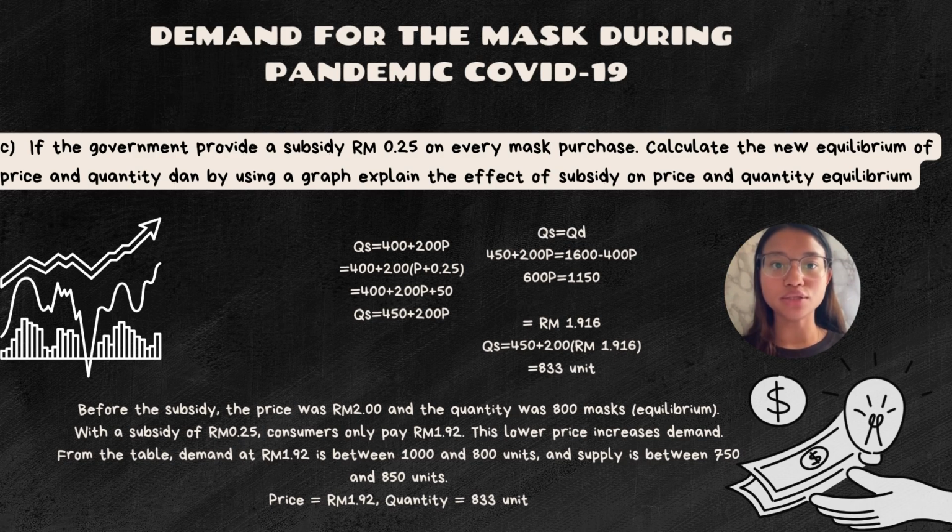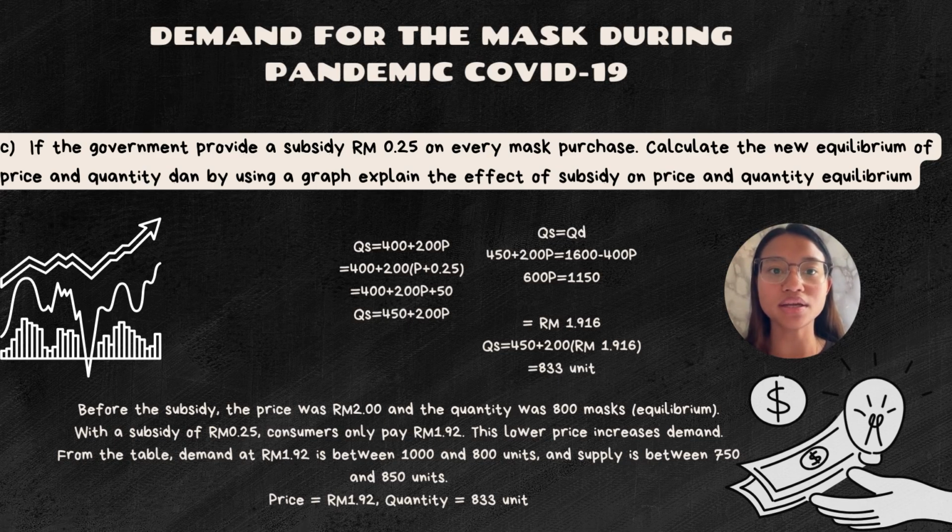Demand for the mask during the COVID-19 pandemic: if the government provides a subsidy of 0.25 cents on every mask purchase, calculate the new equilibrium of price and quantity, and by using a graph explain the effect of the subsidy on the price and quantity equilibrium. Before the subsidy, the price was 2 ringgit and the quantity was 800 masks at equilibrium. With a subsidy of 0.25 cents, consumers only pay 1 ringgit 92 cents.